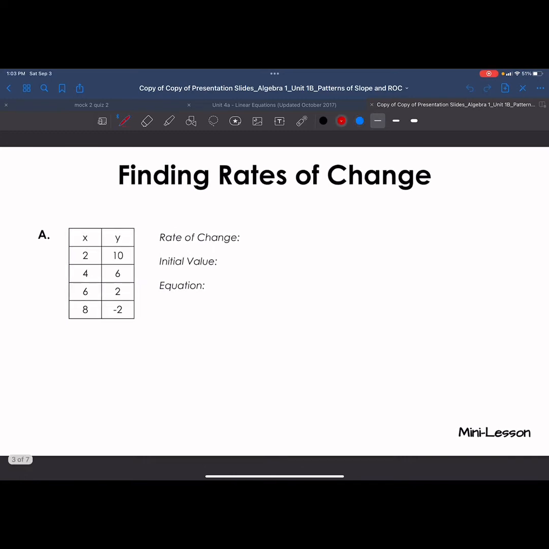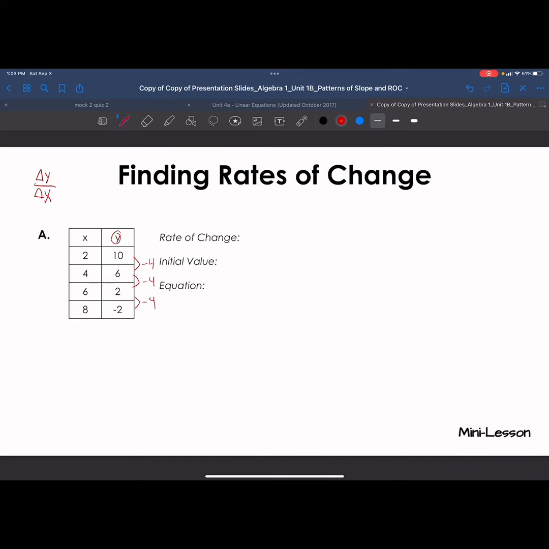So rate of change or slope is the change in y over the change in x. And don't get all worked up on what that looks like. Let's just see how it works. If I look at y, I'm going to start with the y because that's the numerator. How do we get from 10 to 6? Well, simply I subtracted 4. How to go from 6 to 2? Well, I subtracted 4 again. And if I go 2 to negative 2, I still subtracted 4.